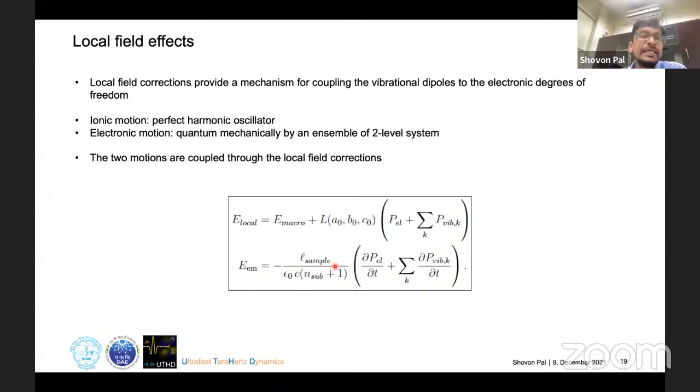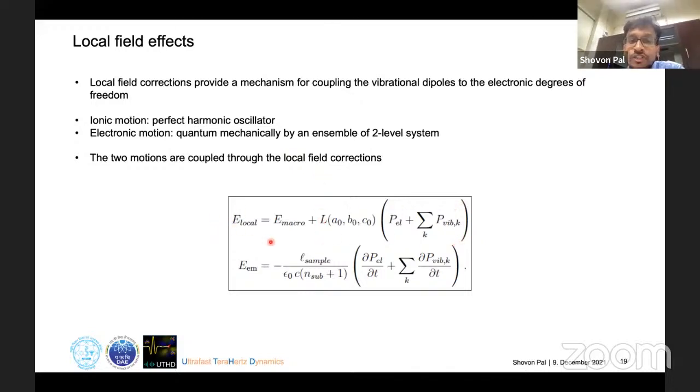Now, to explain our experimental observation, we used a local field correction method, where we say that our ionic part is a perfect harmonic oscillator, and our electronic motion can be understood quantum mechanically as an ensemble of two-level systems. The two motions are coupled to each other using this local field correction term, which is the second term in this expression.